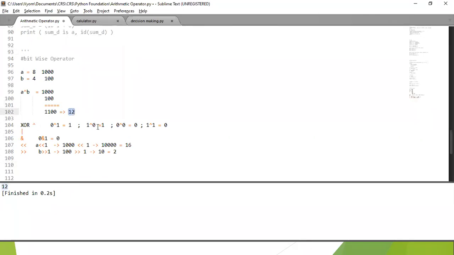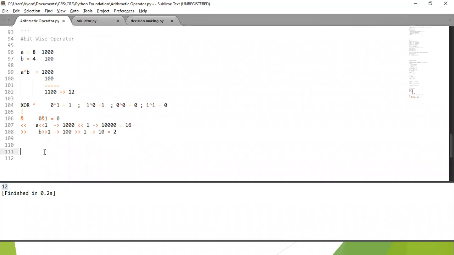This is 12. How did I verify that? I tried to do this, 8 XOR 4, and then you see the output. What is the output? It's 12. We also got 12. This is the definition of XOR. Clear? Any questions? Anybody? No?